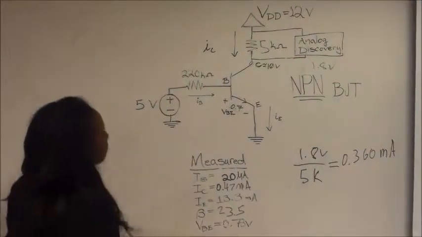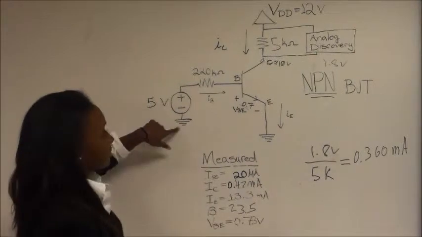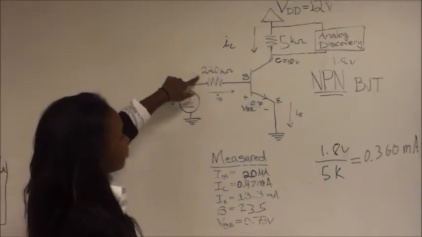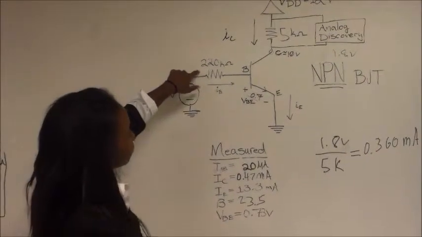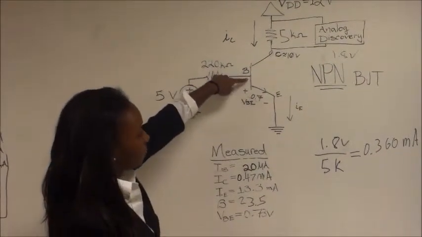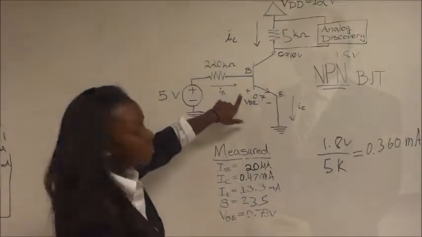Then for the rest of the circuit, we have the 5 volts from the voltage source, which is connected to ground, and then connected to a resistor of 220 kilo ohms, which is right here, which shows the base. And then what we're trying to find is IB.